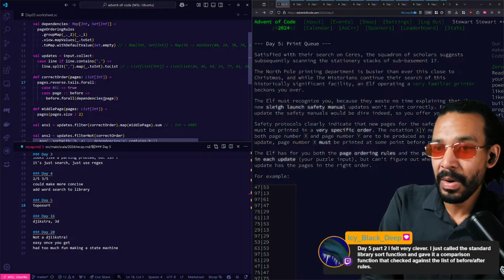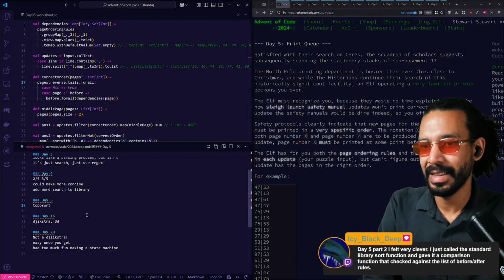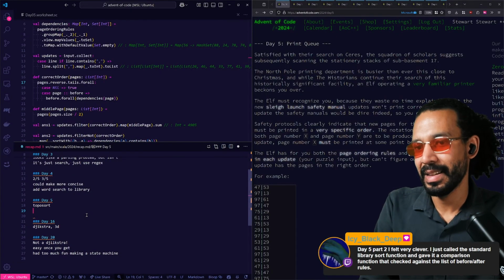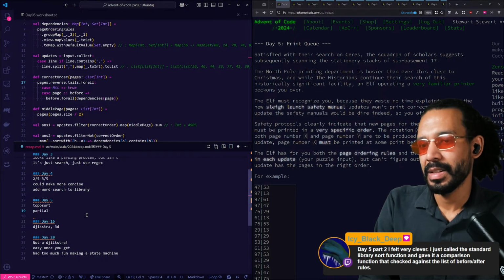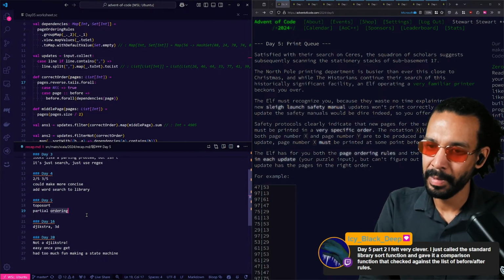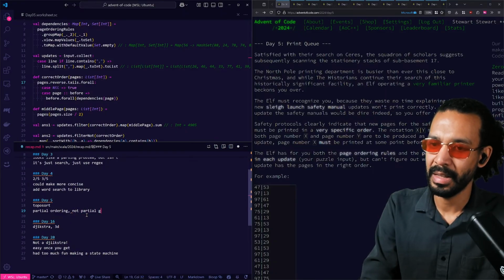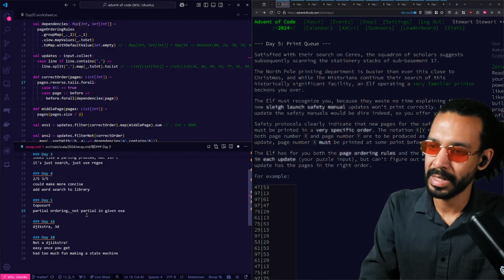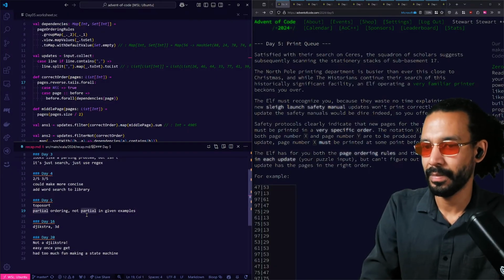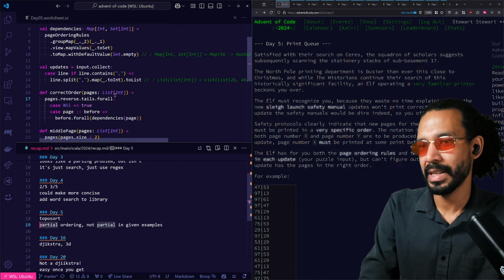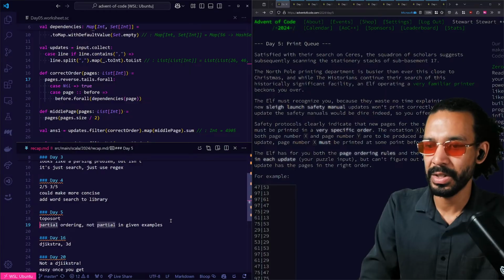Oh, it so happened though that it is a partial ordering, but in this case, not partial in given examples. So that's the insight that made this work. So you could just use a normal sort.